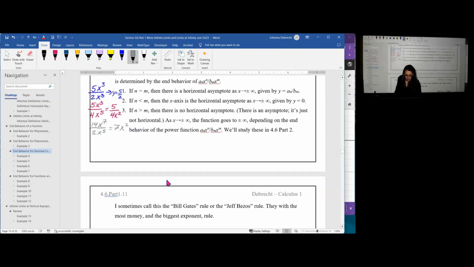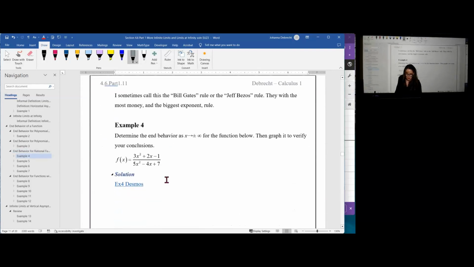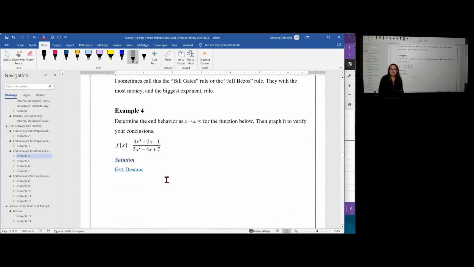Let's now look at some examples. Oh, by the way, I sometimes call this the Bill Gates or Jeff Bezos rule because they with the most money rule. And in exponents, the highest exponent rules end behavior.